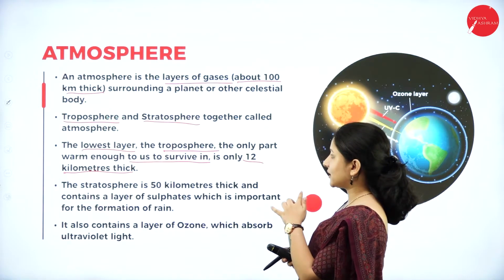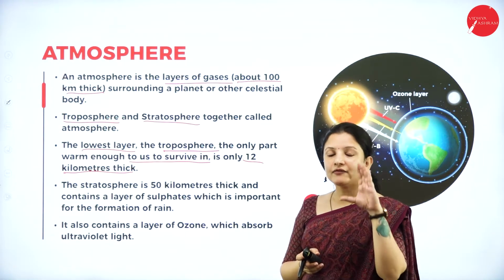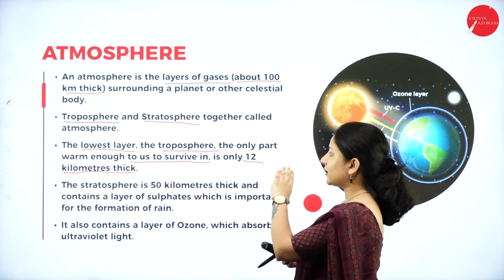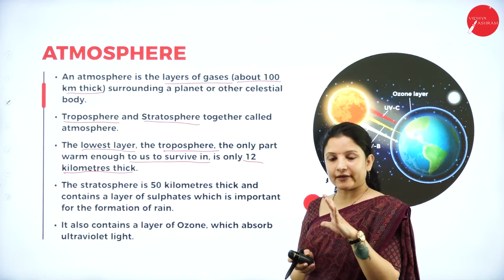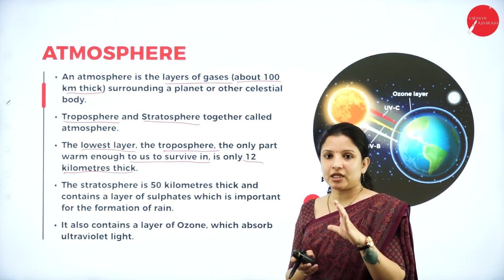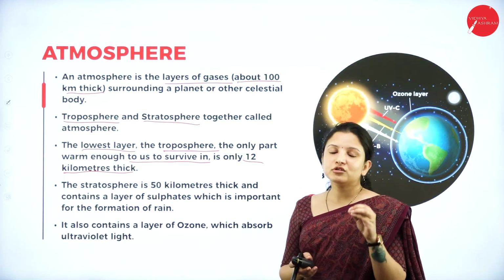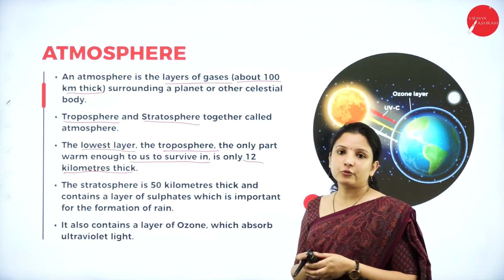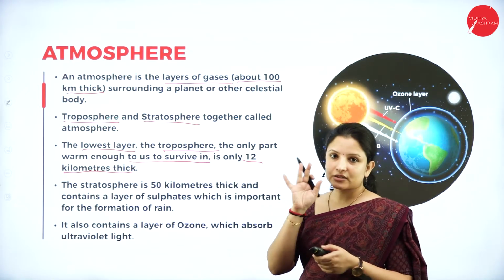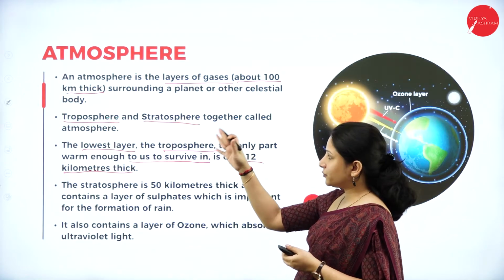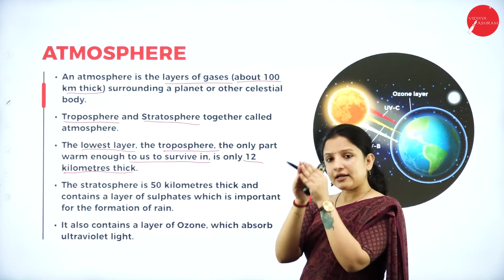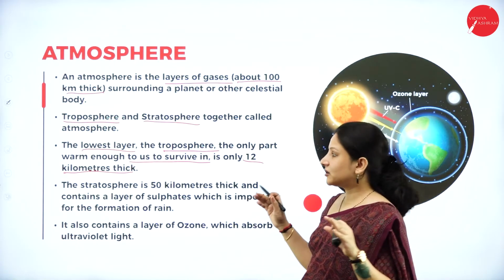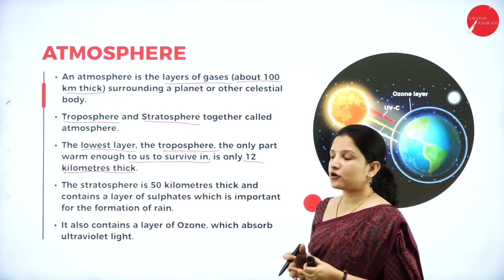In this troposphere and stratosphere, organisms can survive only in the troposphere. We are living in the troposphere area. Only there can the organisms survive. Why organisms can survive only in that particular layer is because that layer is almost warm enough for any organism to survive, and it occupies only 12 kilometers. So the atmosphere is 100 kilometers thick, made up of the troposphere and stratosphere together, and the troposphere is only about 12 kilometers thick, and it is that 12 kilometer thick troposphere which is the survival area for all the organisms.